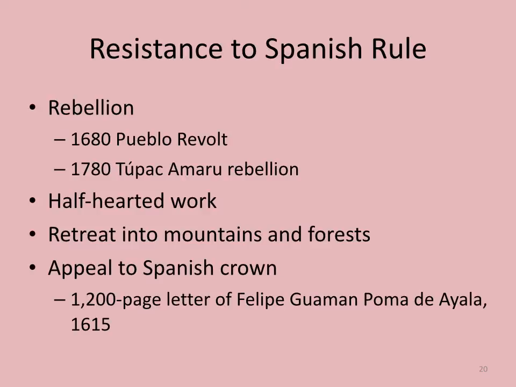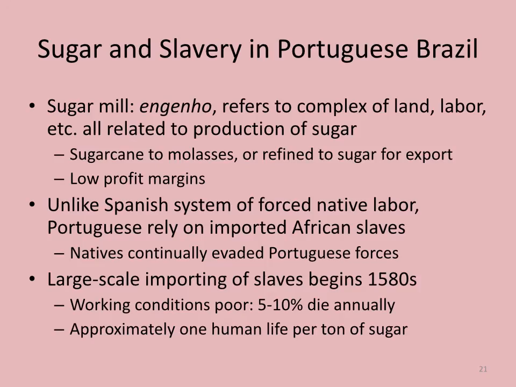Some of the ways that aren't as violent are going to be half-hearted work and retreat into mountains and forests. So the people of these areas are going to run off into the remote areas, and they're going to try to appeal to the Spanish crown and explain, hi, we'll be more than happy, just treat us fairly, please help us. Now, sugar and slavery in Portugal and Brazil are going to go hand in hand.